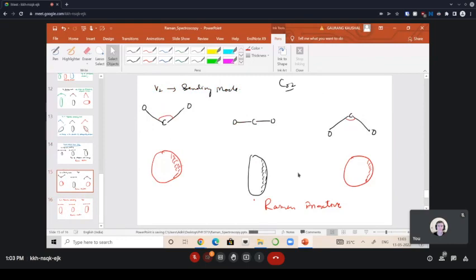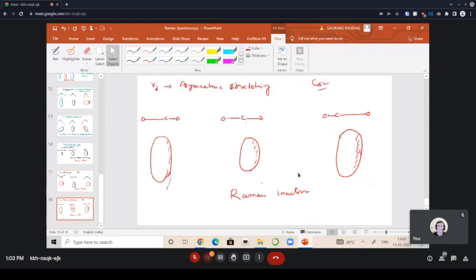Any questions you can ask? Sir, in the case of the CO2 molecule, in asymmetric stretching, there is no rotation of the ellipsoid? No rotation means, in the case of H2O it was rotating. Yeah, that's what I will show you. What is the reason behind that?